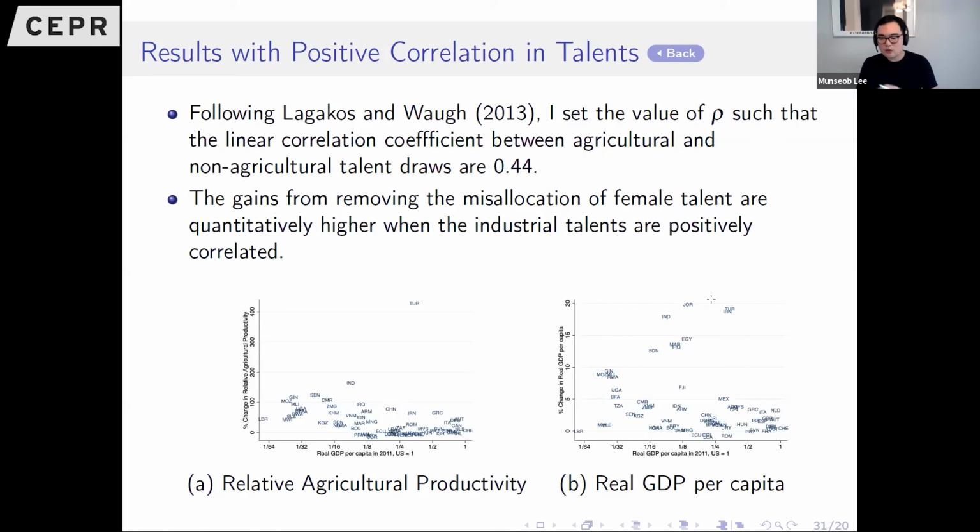So then how do I disentangle each channel? I mean, that's definitely on my to-do list. I'm going to generate the same figure, removing the income effect. So that is on my to-do list.